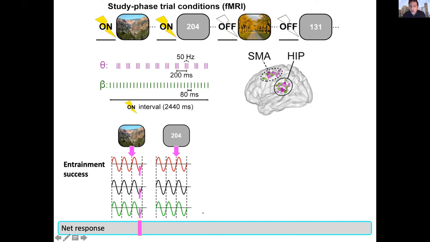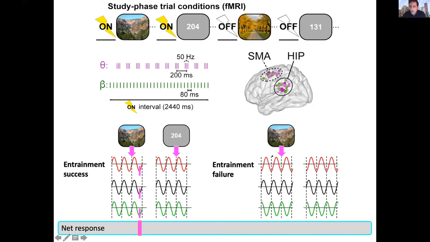Whereas if you fail to entrain and things are out of phase, you're going to show a stimulus that the hippocampus likes, but its evoked response is not going to be temporally aligned, so it's going to be weaker because it's spread out in time, and it's still not going to care about numbers. So our hypothesis was that only the theta burst condition targeting the hippocampal network would cause this kind of entrainment, leading to a larger net response to scenes, not to number stimuli.